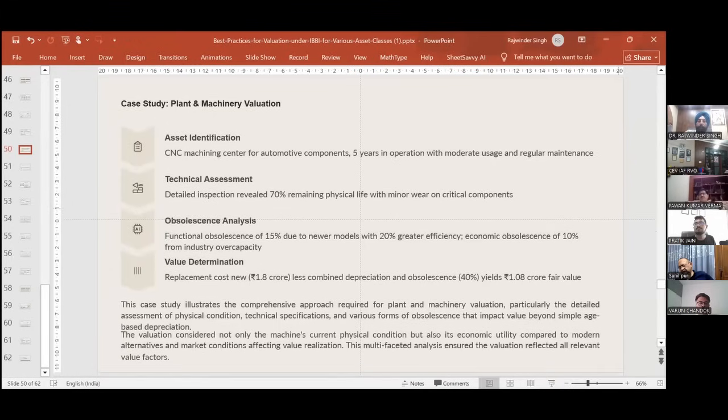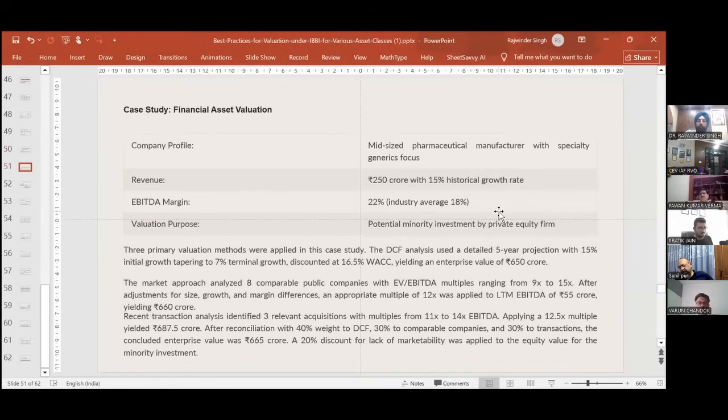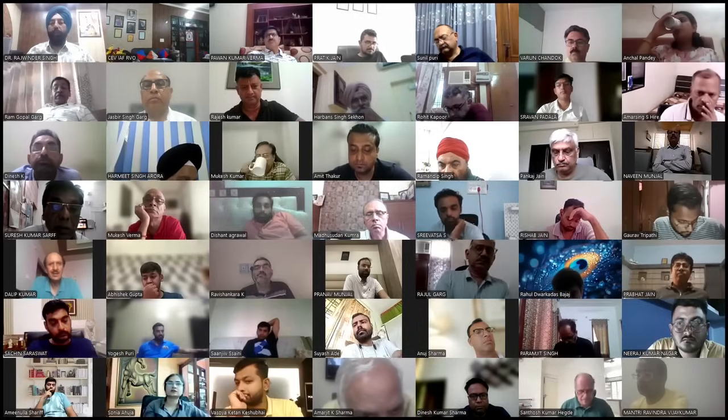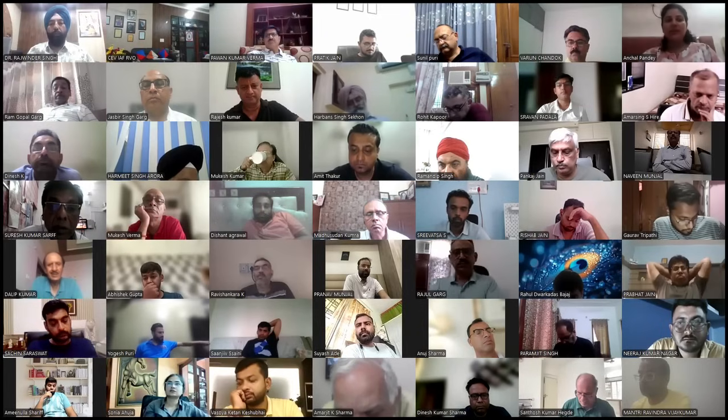So now we will be taking an example of a financial asset class. Let us suppose we have to do the valuation of a company. It is a mid-sized pharmaceutical manufacturer with a specialty generic focus. It is generating a revenue of 250 crore with a 15% historical growth rate. EBITDA margin is 22%, whereas the industry average is 18%. The purpose of the valuation is a potential minority investment by a private equity firm.